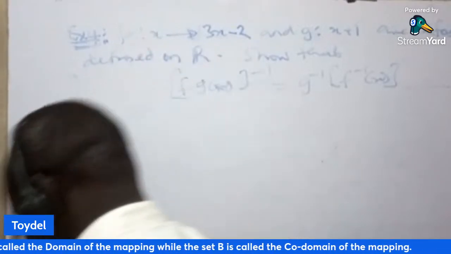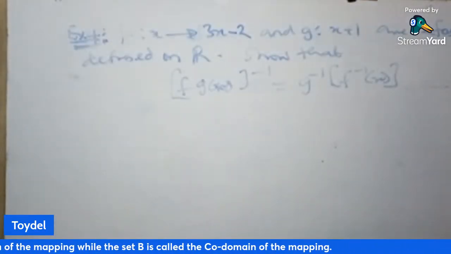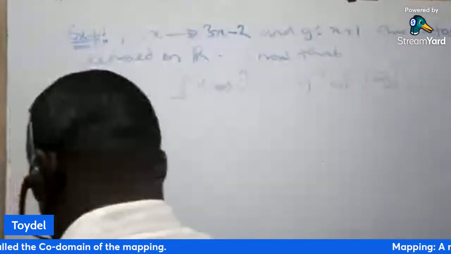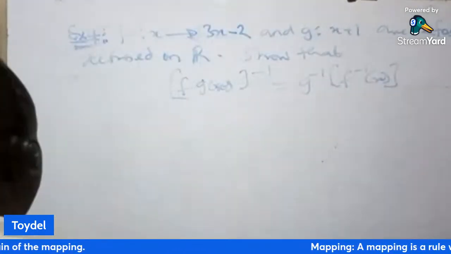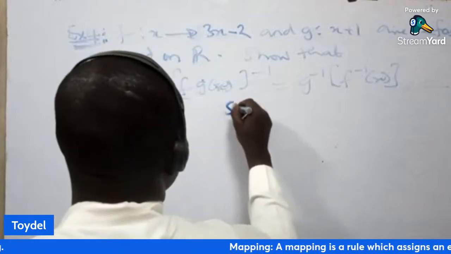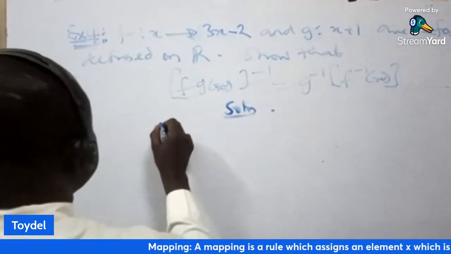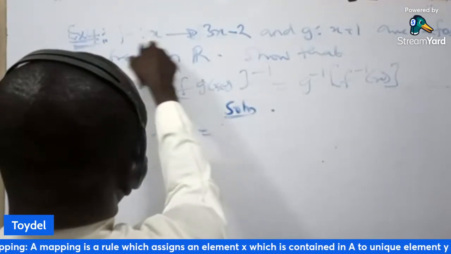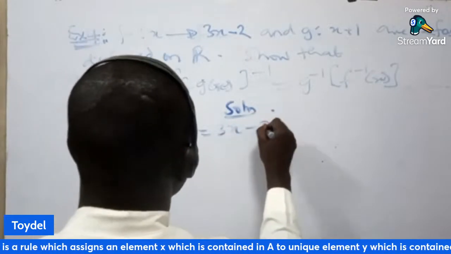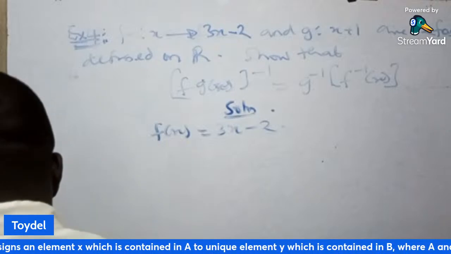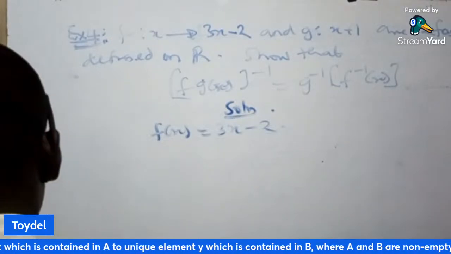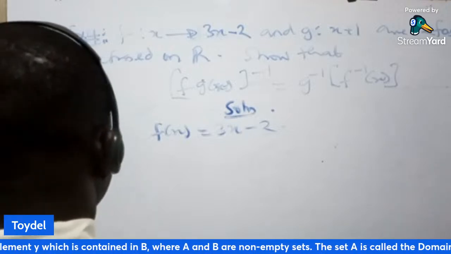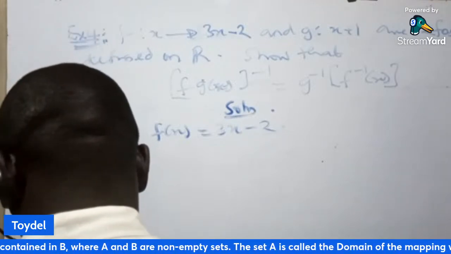Solution. So in this case now, what do we do? That's what we want to show. So how do we show this? We are going to start from f of x. So f of x is defined as what? F of x is defined as 3x minus 2. That's the definition of f of x, from the question.